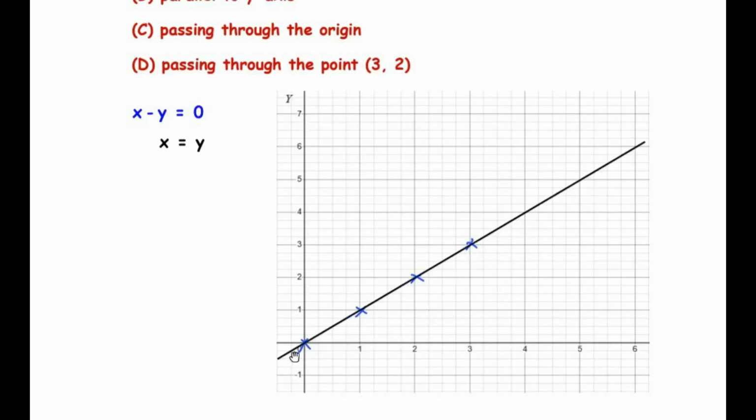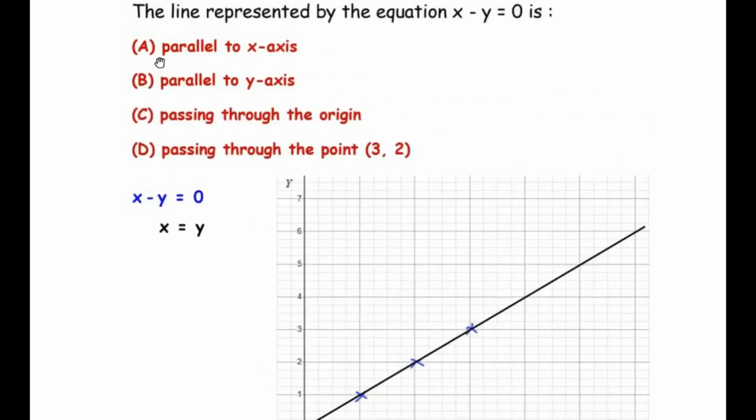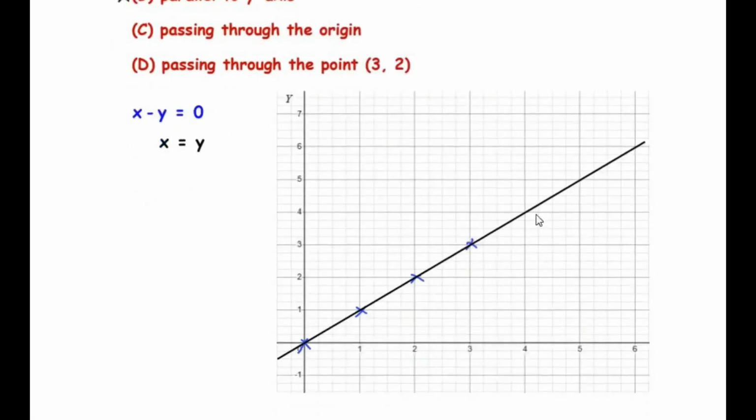So here we can see that the line x equal to y passes through the origin and it is a straight line. If the option says the line is parallel to x-axis, this is the wrong option. The line is parallel to y-axis, this is also the wrong option. The line is passing through the origin, so this is correct. And the last option also, let us see. The line is passing through the point 3, 2. We can see that the line passes through 3, 3, not 3, 2. So option D is also wrong.